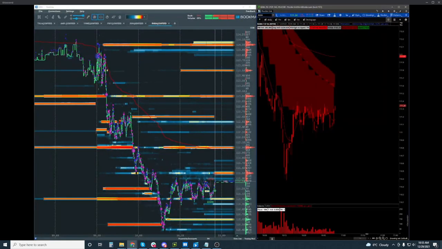Okay, now BABA for me, if you get to the 115.60, 115.70, a rejection can be another short.